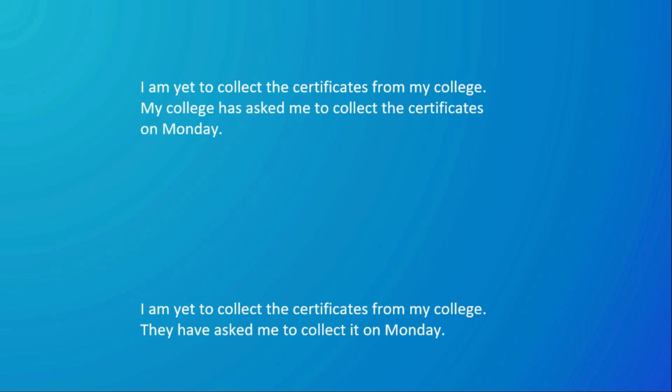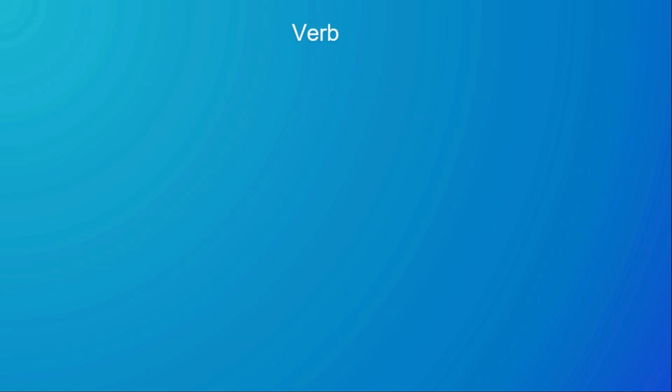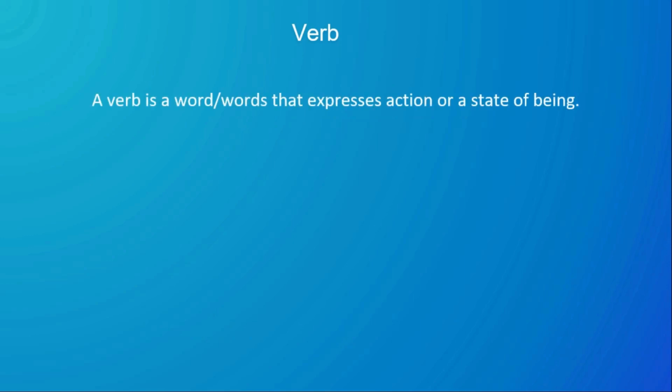Let us now understand what verbs are. In a sentence, a verb is a word or words that express an action or a state of being. Action verbs are quite easy to understand. Some of the examples of action verbs are work, read, play.